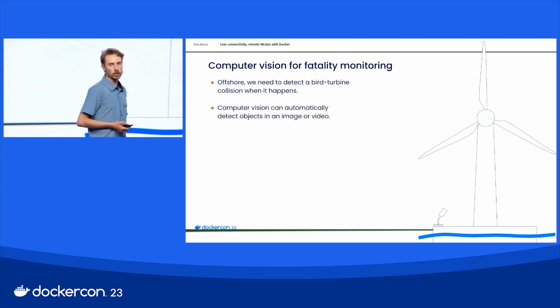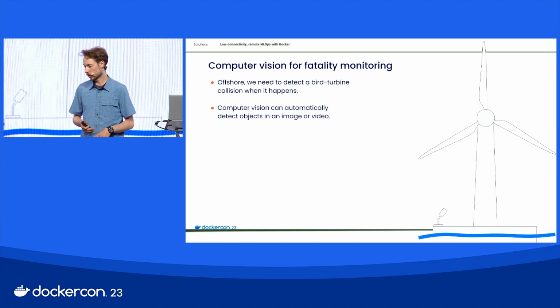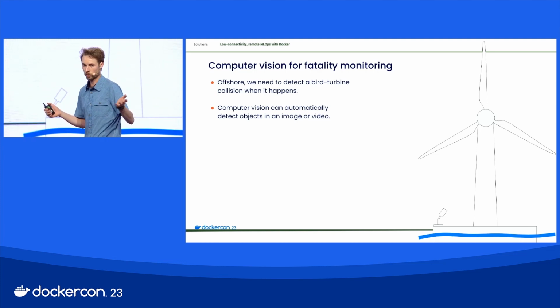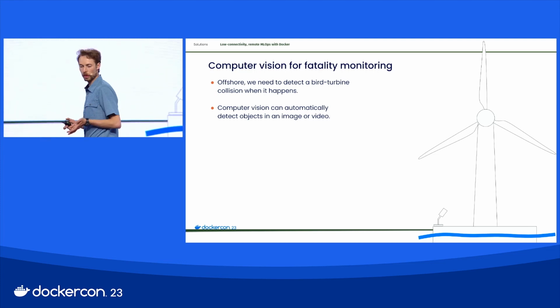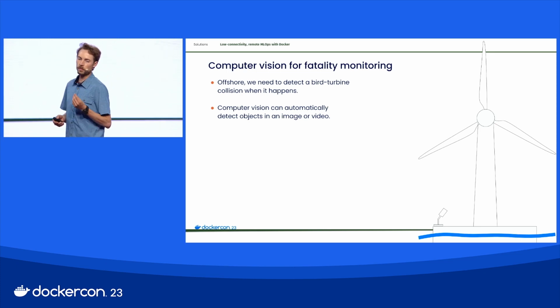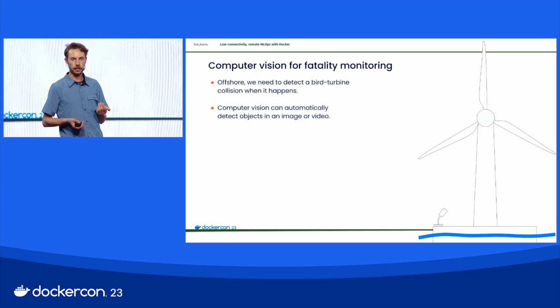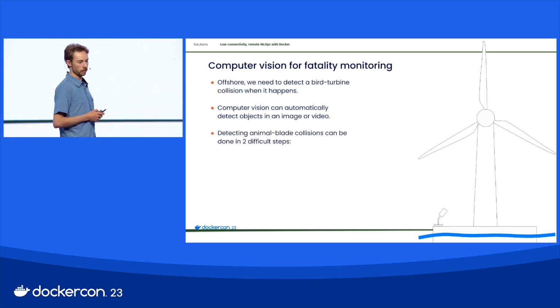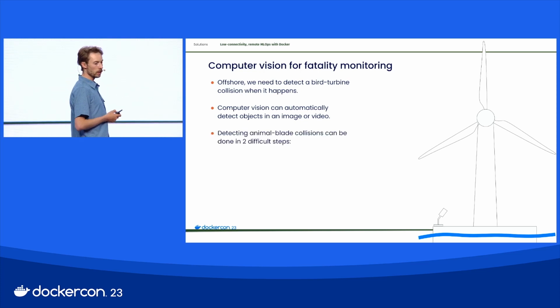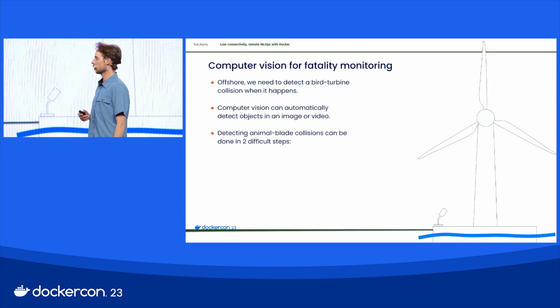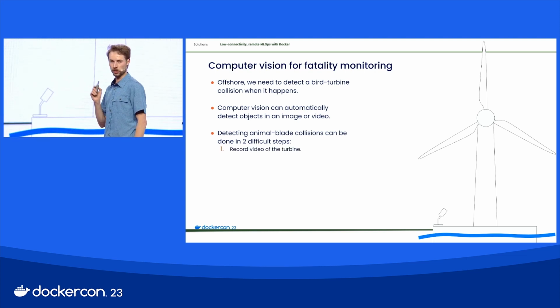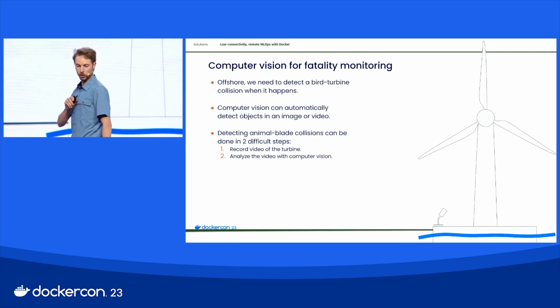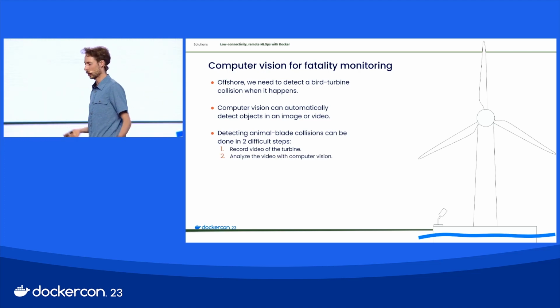And computer vision is one of these technologies that has sort of transformed the world without a lot of big press, but it can be very good these days at automatically detecting objects in an image or in frames of a video. And this means that detecting animal blade collisions can be done in 2 difficult steps. Step 1, record some video of your turbine. Step 2, analyze the video. Thanks. Are there any questions?